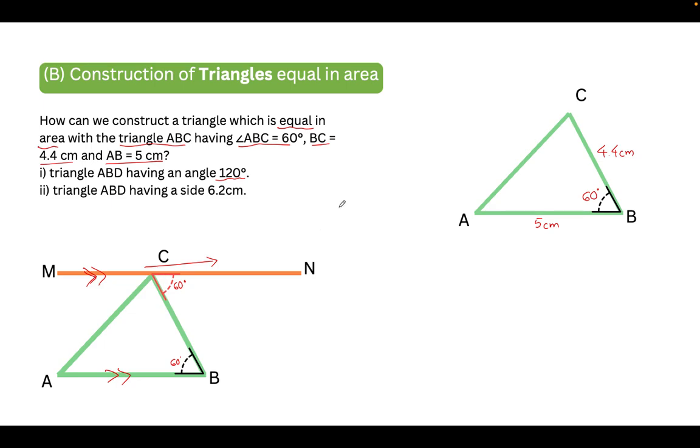Now we will construct on base AB. So AB is the base of the new triangle. Now we will construct an angle of 120 degree here. This is 120 degree.